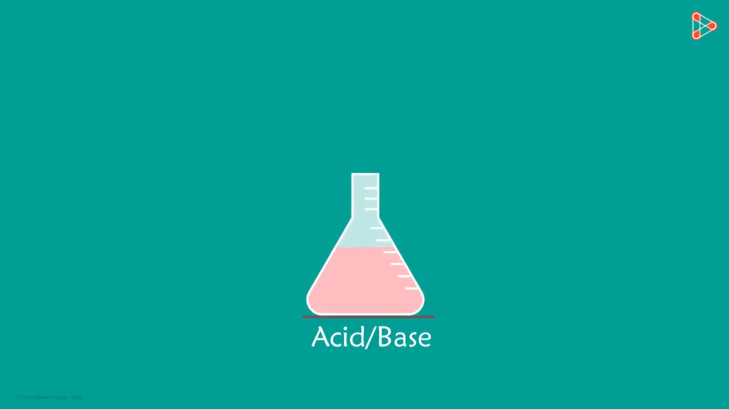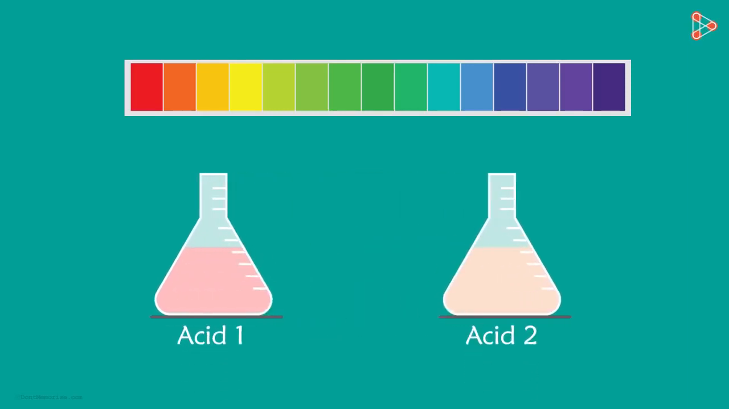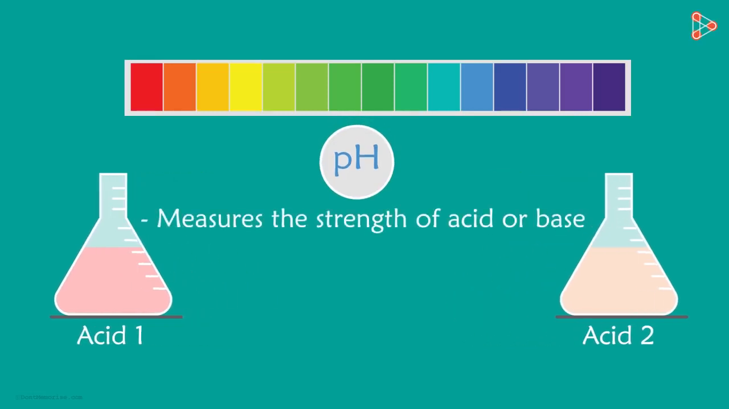Okay, let's start with the basics. How do we identify if a substance is an acid or a base? That's right, we use an indicator. But given two acidic solutions, how do we know which one is stronger amongst them? How can we judge how strong an acid or a base is? And that's what pH helps us with. It gives us the measure of the strength of acids or bases.